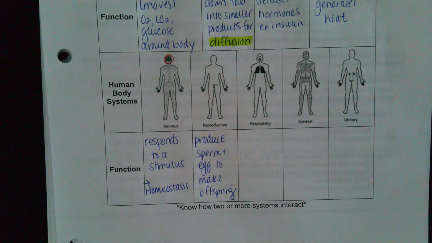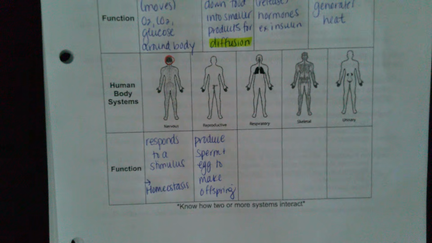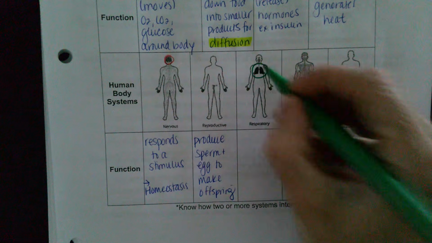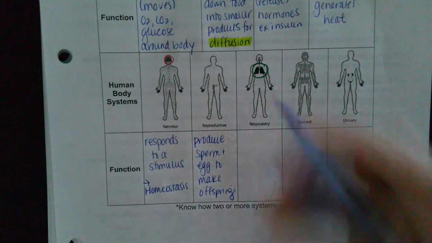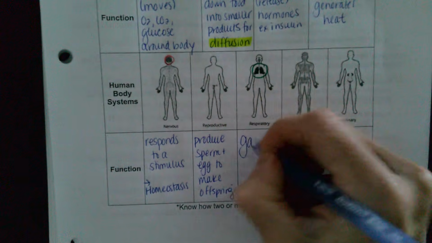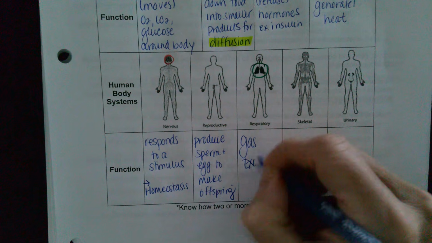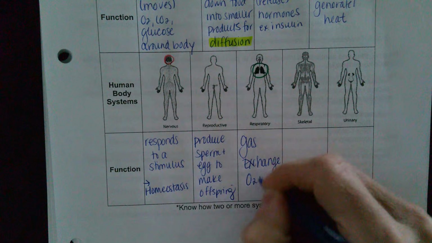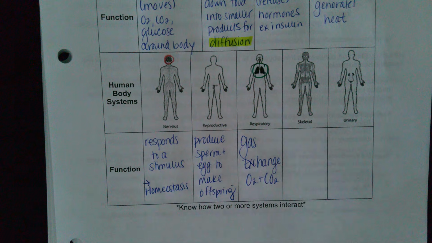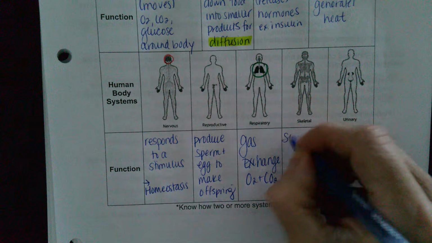Then we have our respiratory system. You'll know that the respiratory system has the lungs. The lungs are responsible for gas exchange, so it takes in the oxygen and then it's going to release the carbon dioxide. Skeletal system is going to be our support.